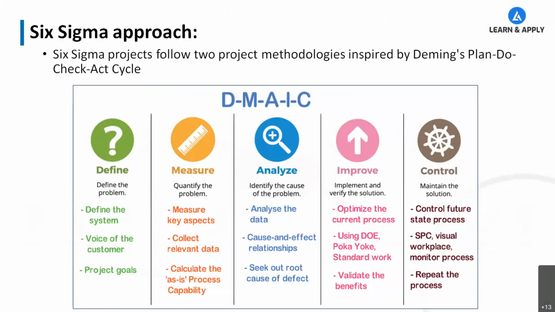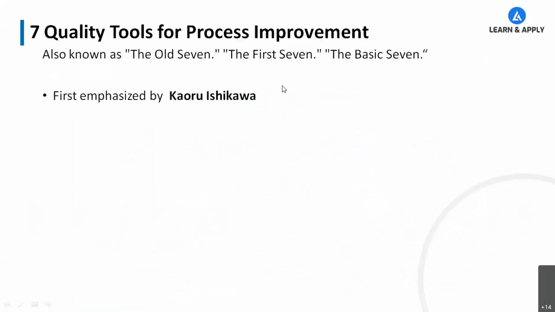So with this Six Sigma approach, as I said at the start, the 7 quality tools are very essential in problem solving and process improvement. They are called the old 7, the first 7, or the basic 7, because they are so effective and powerful. The one who emphasized these 7 tools was Kaoru Ishikawa. What he says about them is very interesting and inspirational for us.